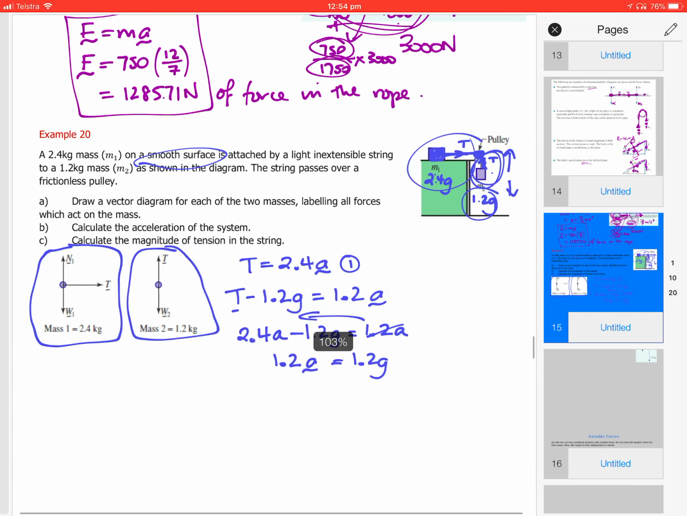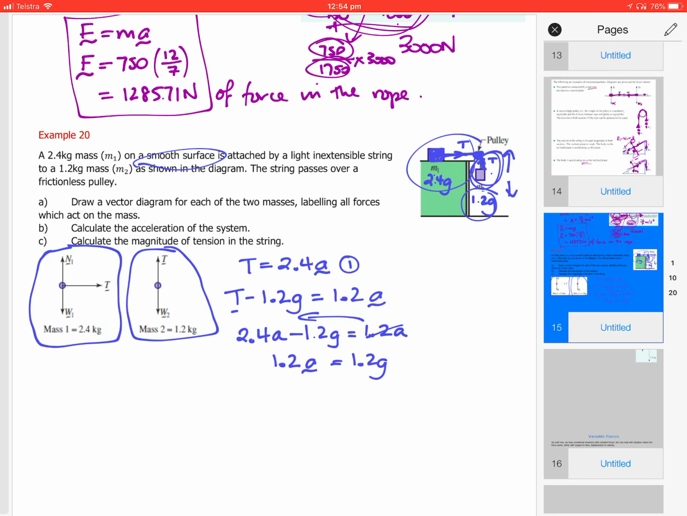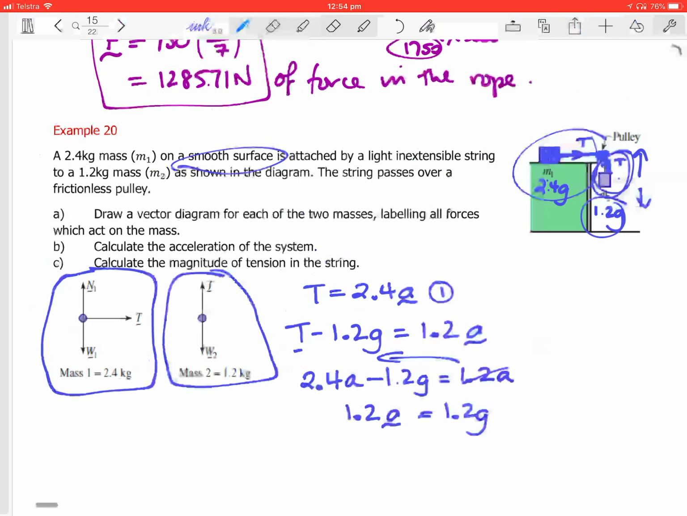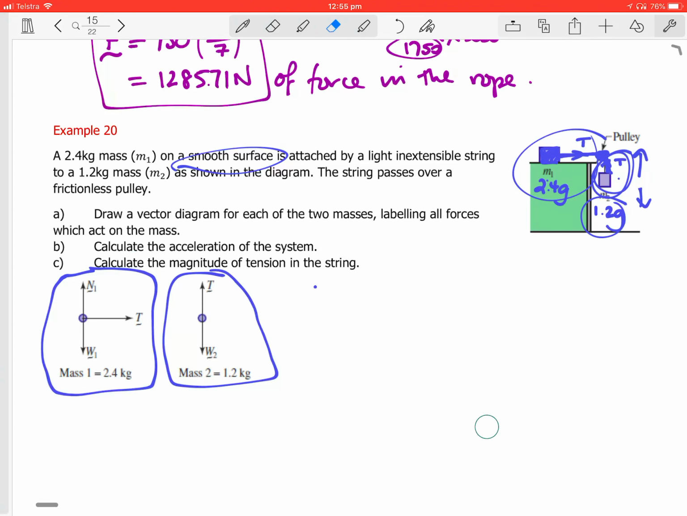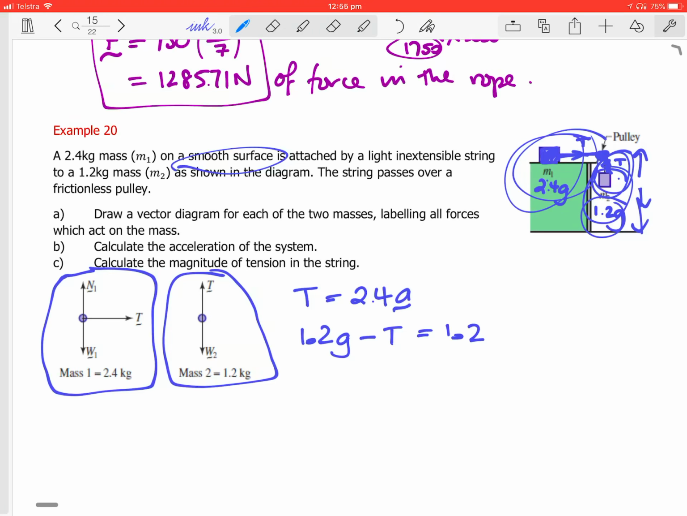I've completely stuffed this up again. Okay, because, where's the rest of my page? That's a what not to do. I've got T is equal to 2.4a. That's from this system here. In this system here, we have got 1.2g going down. So 1.2g minus T is equal to 1.2a. So we're assuming the system is accelerating that way. So T is to the right.